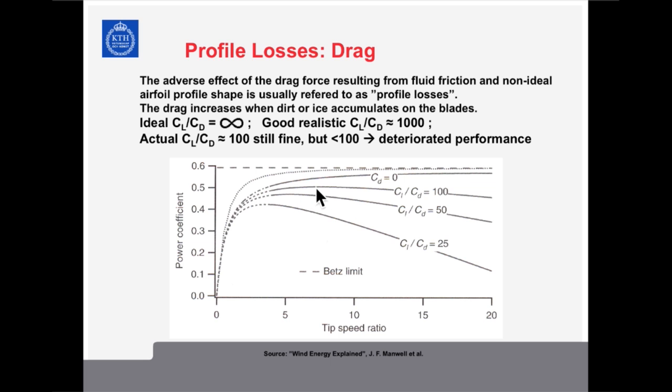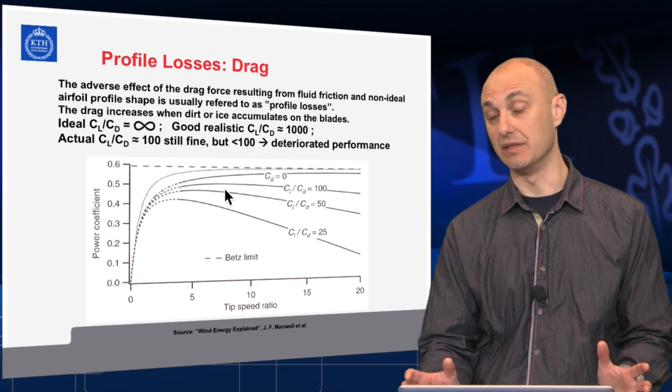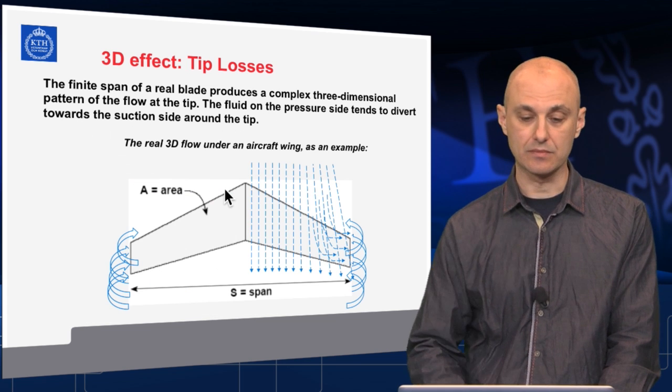Hoping that usually the lift-to-drag ratios are approximately 100. As soon as they're below 100, this is a problem. The optimum you see is somewhere here, around 7 tip-speed ratio.